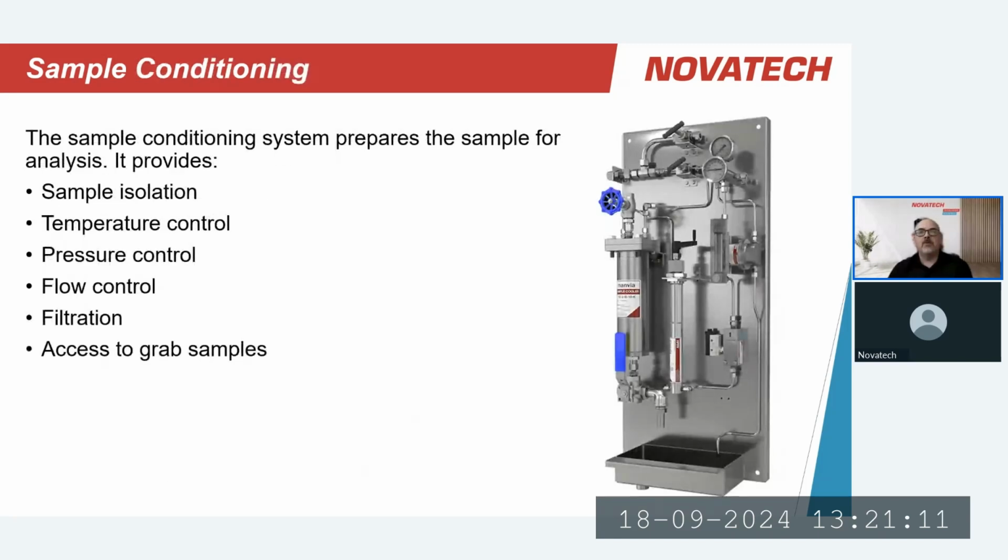Sample conditioning, well, as its name implies, prepares the sample. It conditions the sample. It's also where we do things like provide isolation so that we can do maintenance work and things of that nature. It's where we control the temperature. It's where we control the pressure, the flow. It's where we might filter the sample if necessary. And we also have to think about giving access to grab samples. So if a technician or an operator needs to bring a sample back to the laboratory to validate the performance of an analyzer, that would be where that sample would be accessed.